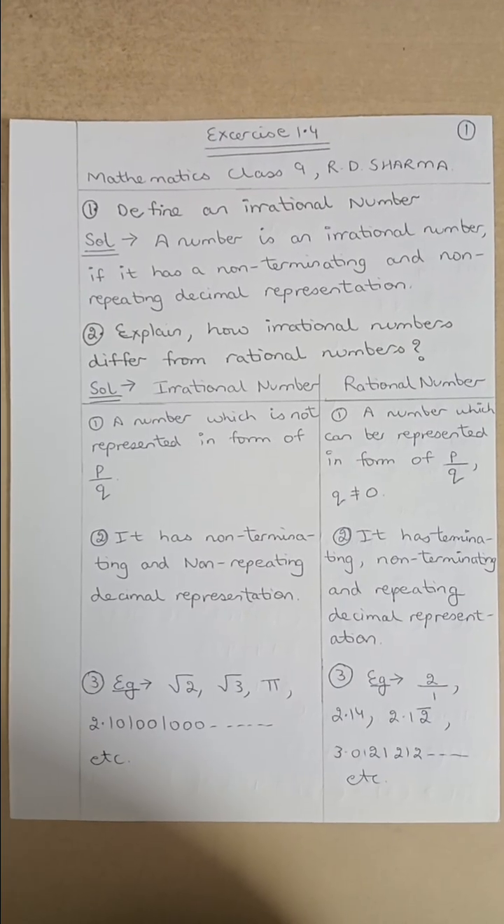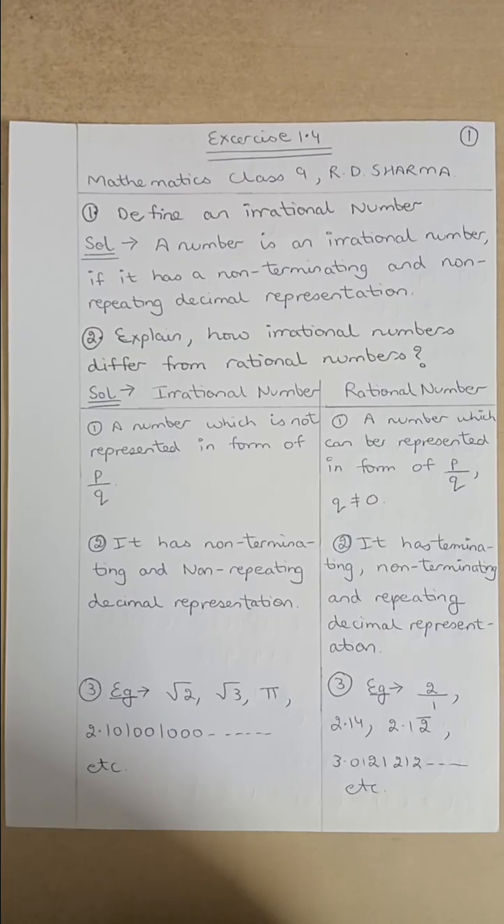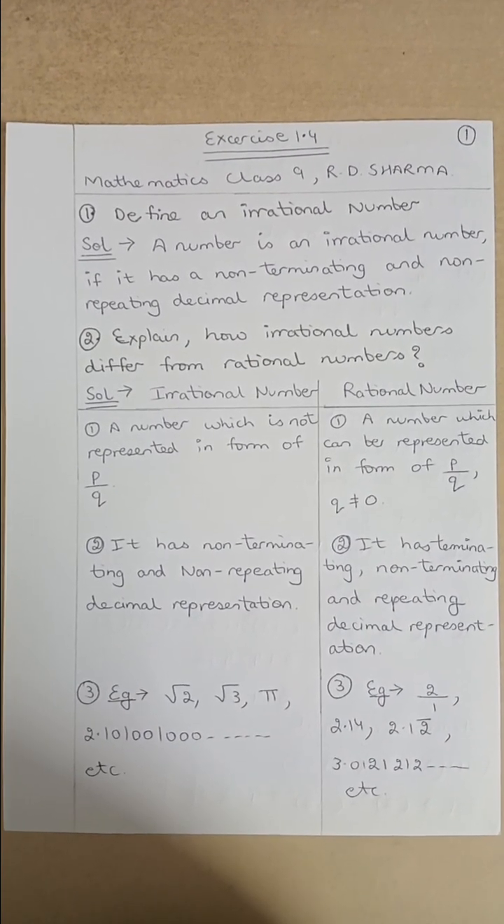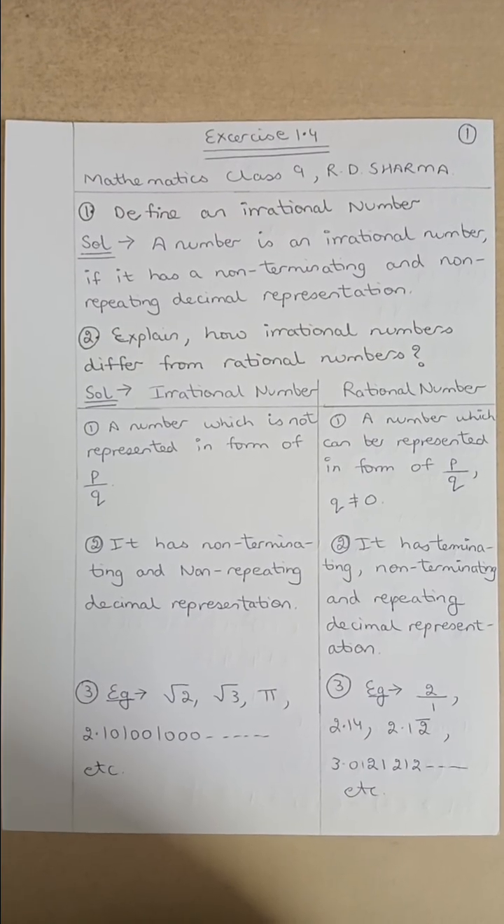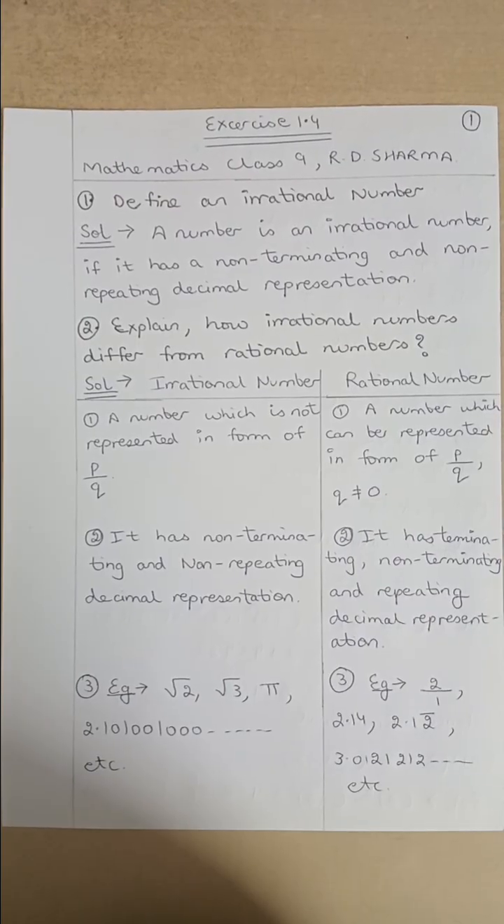Exercise 1.4, Mathematics Class 9, R.D. Sharma. Define an irrational number. First question. Solution. A number is an irrational number if it has a non-terminating and non-repeating decimal representation.